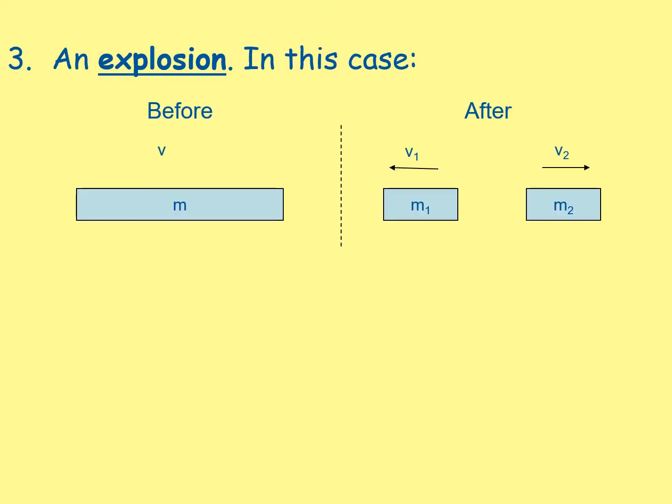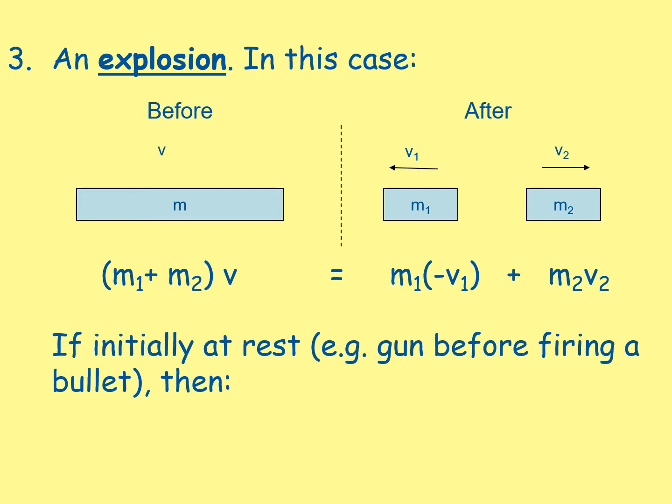In this case, beforehand we have a mass and a velocity, and afterwards we have 2 separate masses with 2 separate end velocities. We write this as (m1 plus m2) multiplied by v equals m1 multiplied by negative v1 plus m2 multiplied by v2. If initially at rest, for example, a gun before firing a bullet, then the left-hand side of the equation is equal to 0 because this initial velocity is 0. So 0 equals m1 multiplied by minus v1 plus m2 v2.